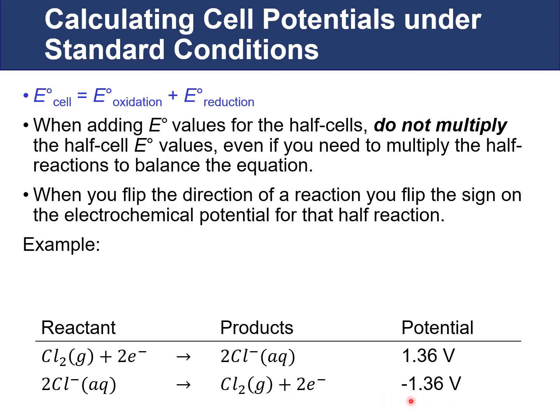The value is exactly the same as what it was before, but now we have this negative in front of it. So if you're using the value in the reduction direction, you will use the value straight out of the table. But if you're using that chemical reaction, the half reaction, in the form of oxidation, you end up flipping the reaction, and so you flip the sign.